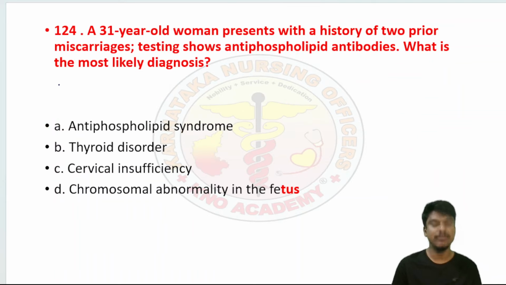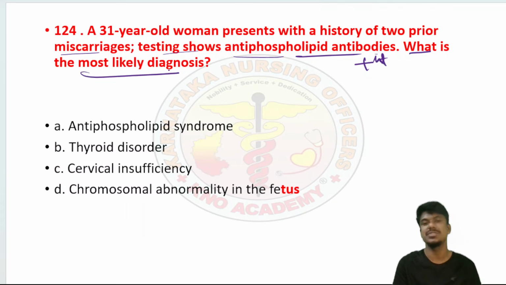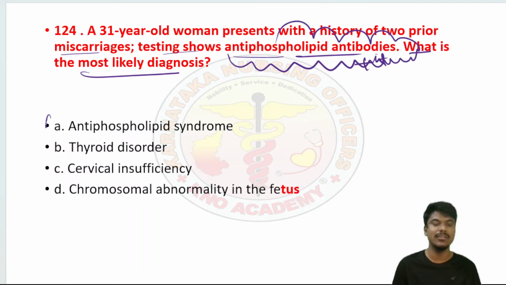So next question: a 31-year-old woman presents with a history of two prior miscarriages, and testing shows antiphospholipid antibodies are present. So what is the most likely diagnosis? This is a very easy question, I think, because they have already given you that antiphospholipid antibodies are present. So it is indicating APLA syndrome.